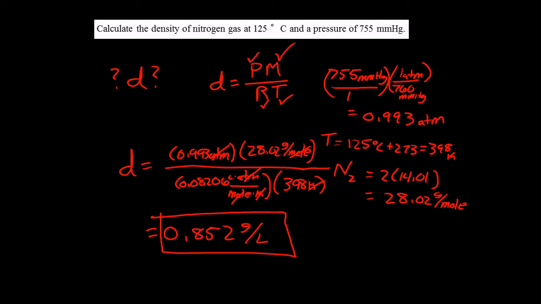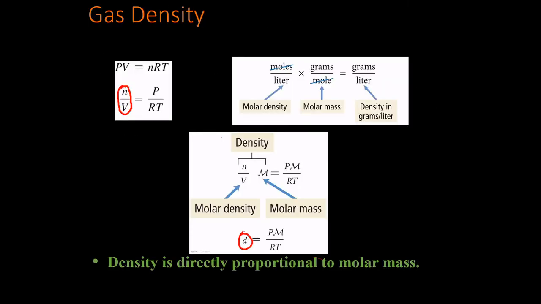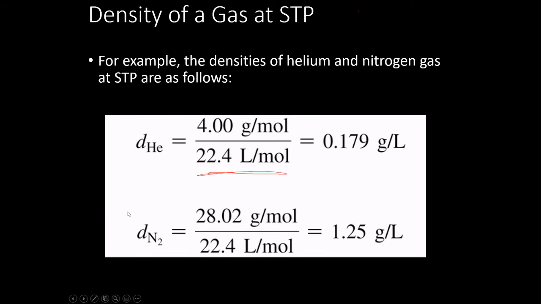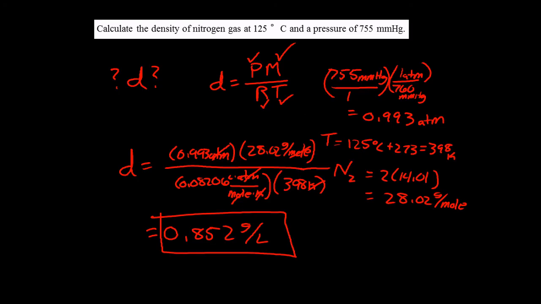What you might notice is significantly less than the density of nitrogen gas at STP. So at standard temperature and pressure, N2 is 1.25 grams per liter. And if you heat it up, and it's still at pretty much 1 atmosphere there, but if you heat it up 125 degrees, it becomes almost half, not quite half, the density.